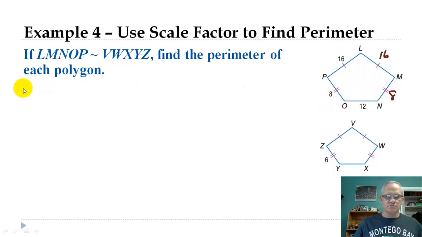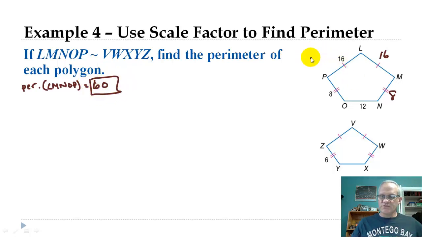So first of all, the perimeter of LMNOP is just going to be adding these all up, right? So we've got 16 plus 16 plus 8 plus 8 plus 12. That's going to be 60. So the perimeter of the top one is 60. Now, down here, we don't have quite enough information for everything. If this is 6, this will also have to be 6. But I don't know exactly what those are going to be. But if I know the perimeter of this, and I can find the scale factor between these two, or the ratio of their sides, then I can figure out the perimeter of this one.